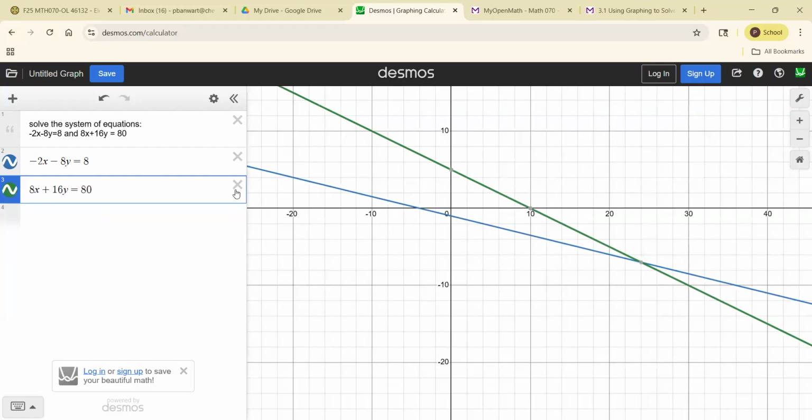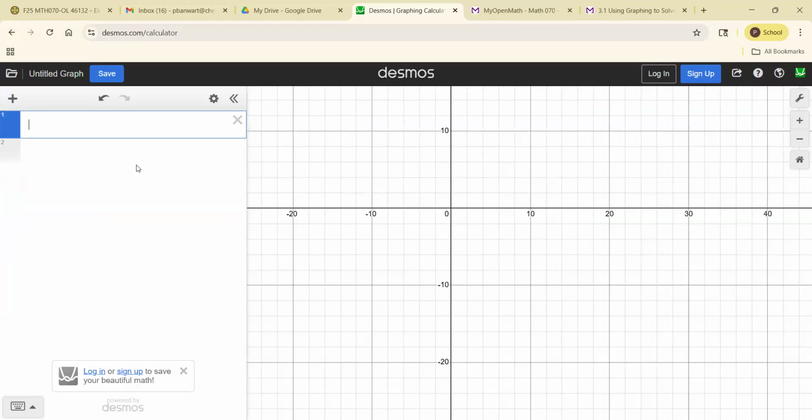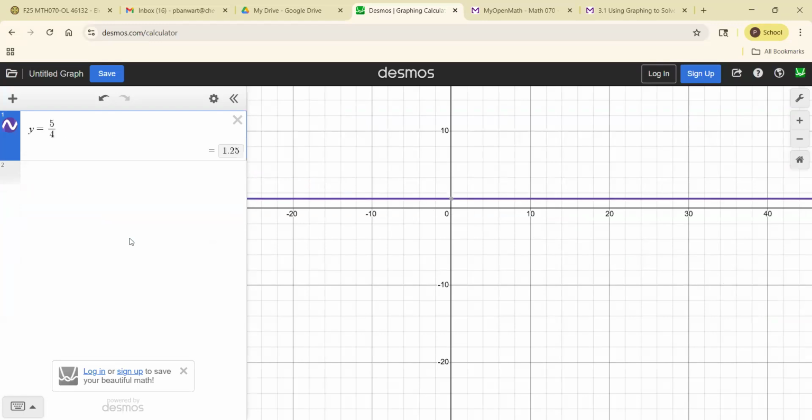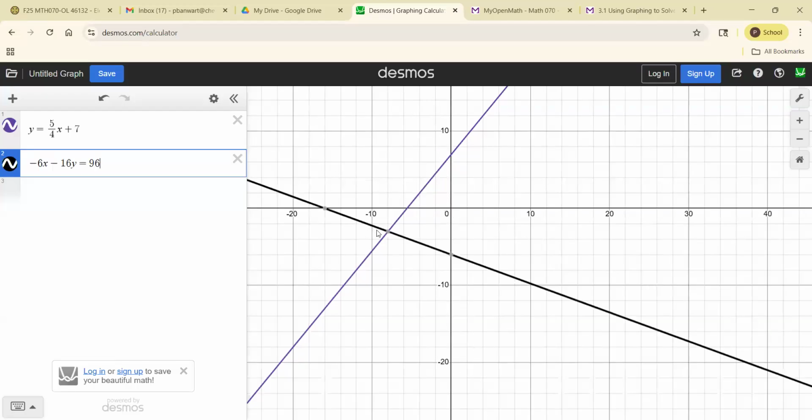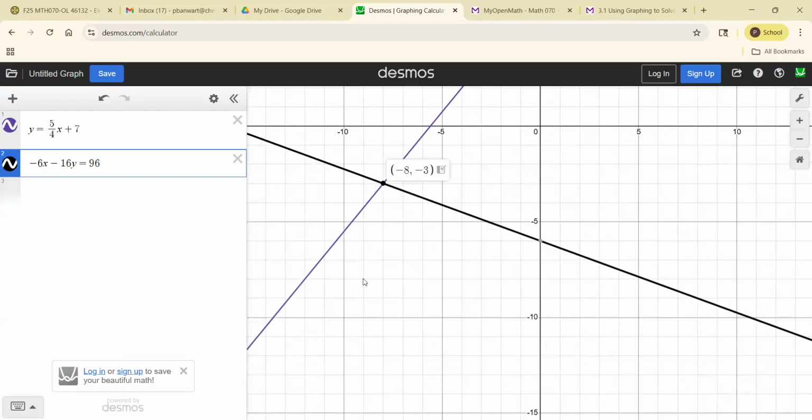Let's try another one. I'm not going to write the note first, but I'm going to solve y equals 5/4 x plus 7 and minus 6x minus 16y equals 96. And there it is right there. The point where they cross, x is -8, y equals -3. That's the only XY combination that solves both of these equations at the same time. So it's the solution to the system of equations.